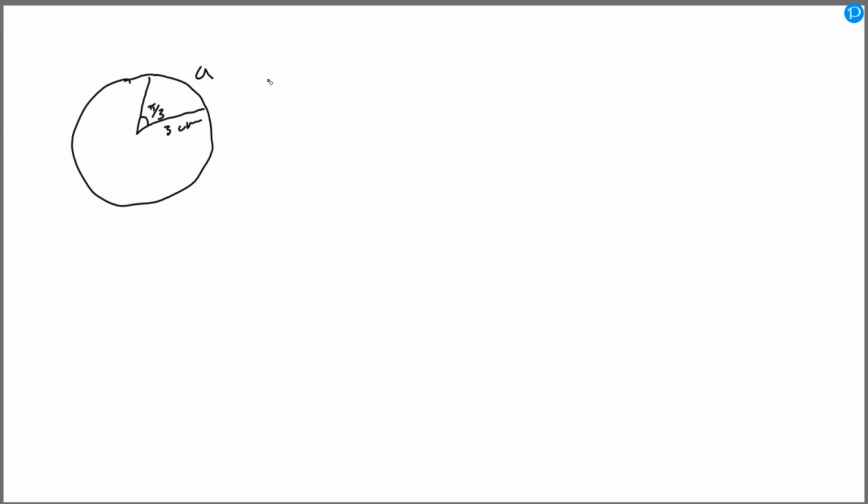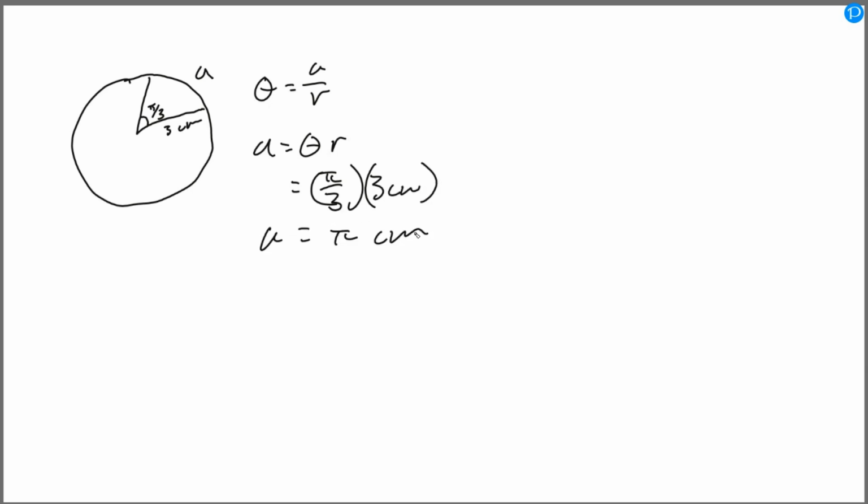Well, let's remember that theta is equal to arc length over r. Remember, when we use this, it has to be in radians. This only works if it's in radians. If your angle is in degrees, none of this is going to apply. So we can just rearrange to solve for arc length. It's theta r, which is pi by 3 times 3 centimeters. So arc length is equal to pi centimeters.